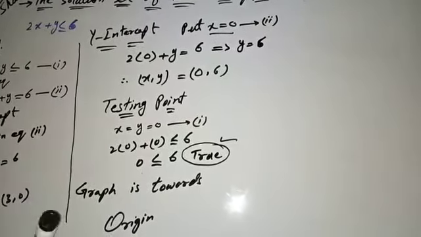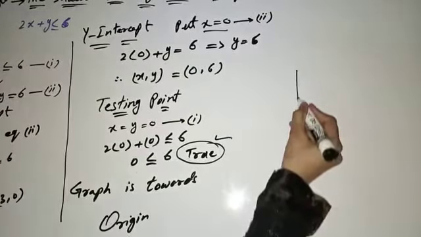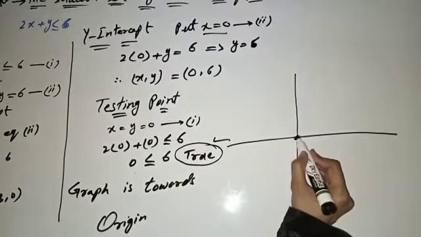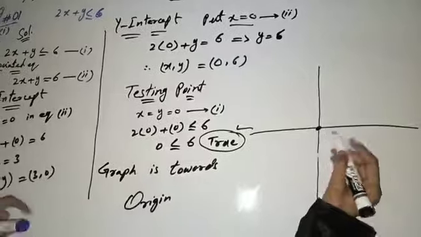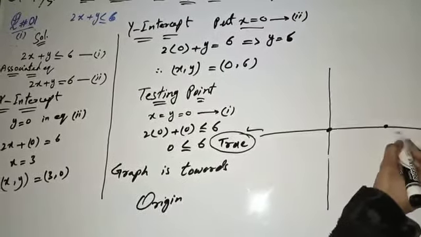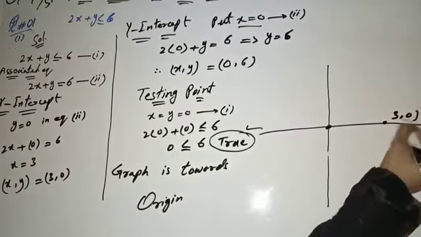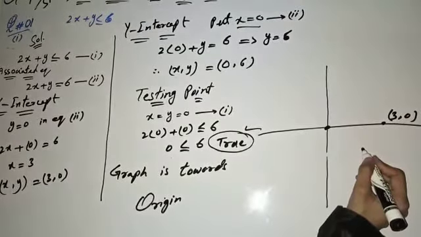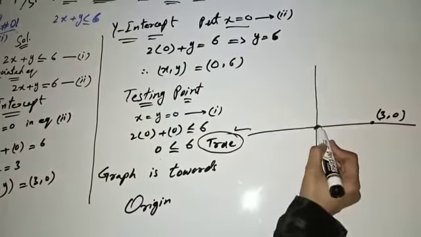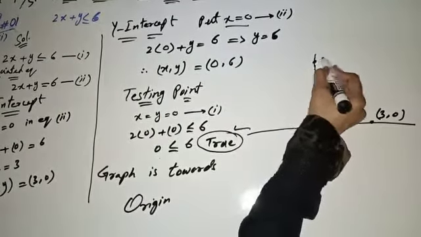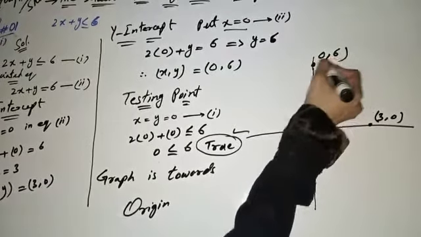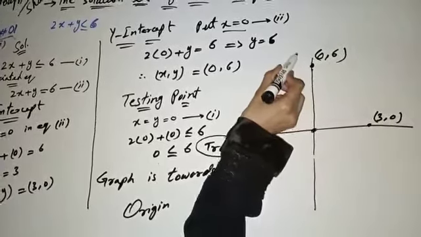Now I am plotting the graph. This is the vertical line, this one is the horizontal line, this is the origin. First, the x-intercept is (3, 0): the value of x is 3 and the value of y is 0. Suppose this point lies here, (3, 0), while at the y-intercept the value of this point is (0, 6). 0 lies here on the x-axis, and on the y-axis its value is 6. Now join these two points.